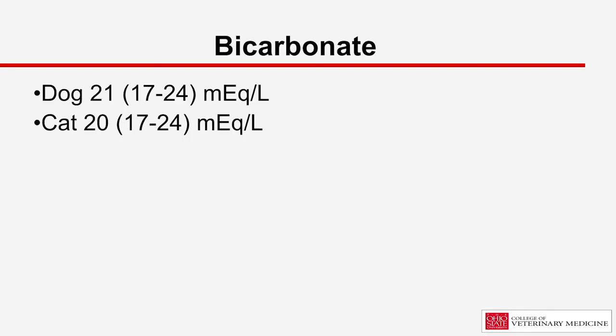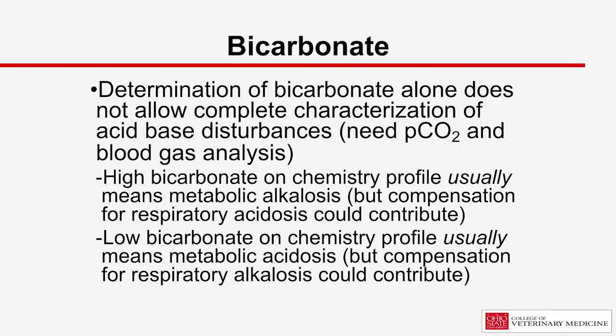Okay, bicarbonate, normal in dogs and cats about 21 or 22, humans about 24 milliequivalents per liter. So the bicarbonate on the profile, the general rule of thumb that I'd want you to remember is when the bicarb is low on the profile, it generally means metabolic acidosis. When it's high, it generally means metabolic alkalosis. That's a pretty safe bet.